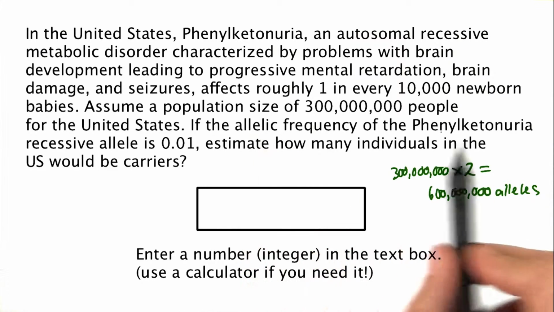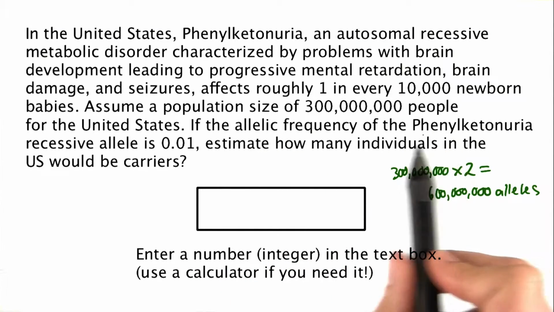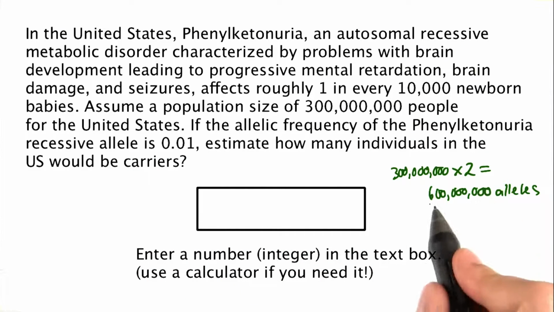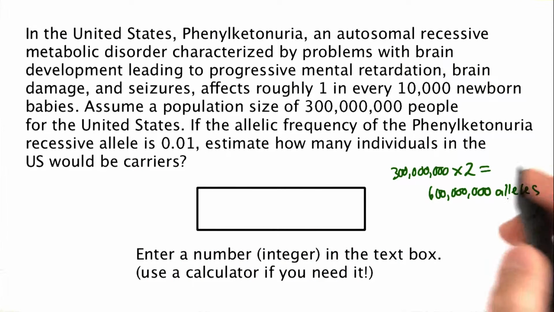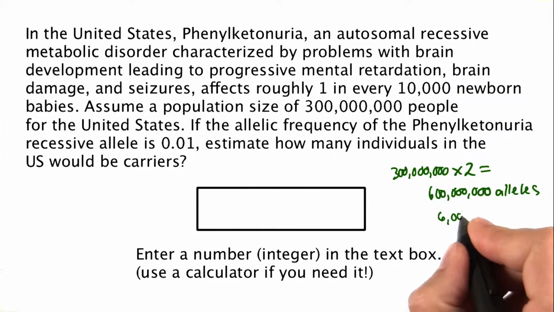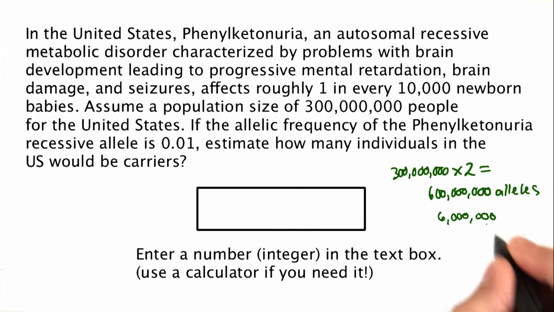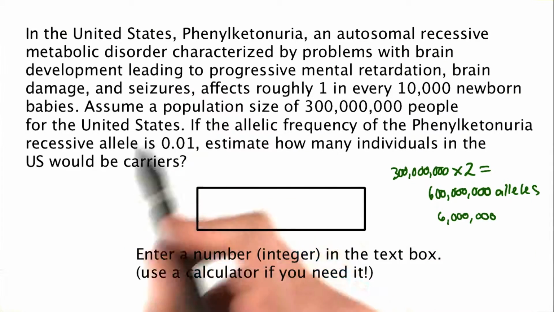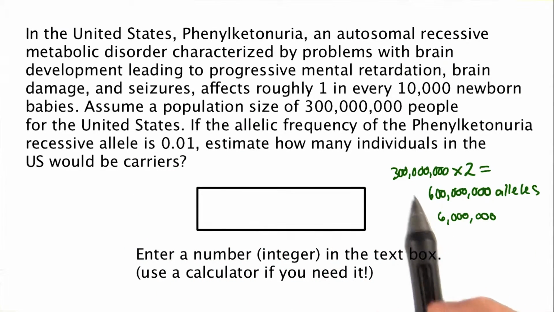So what's the allelic frequency? How many alleles that cause phenylketonuria exist out of the 600 million? 0.01 would be 6 million. So we have a total of 6 million alleles that cause phenylketonuria, total, in this entire population. All right, well now let's look back at the first part.